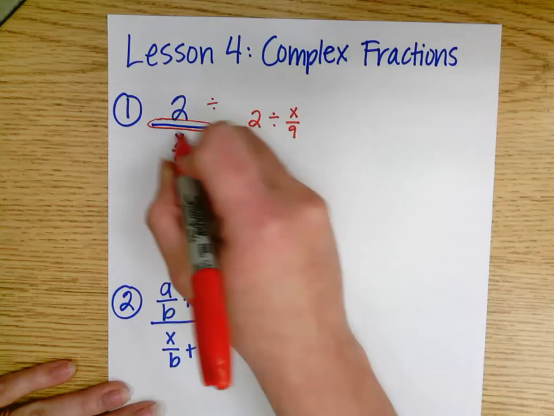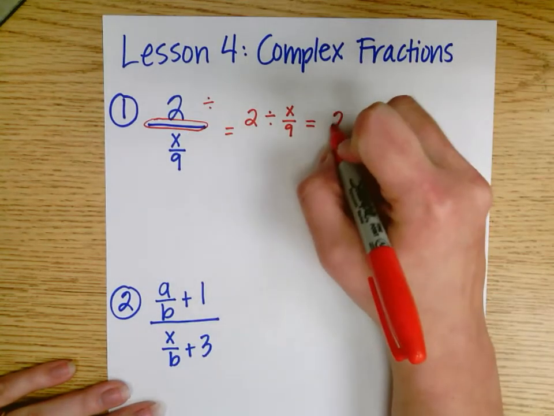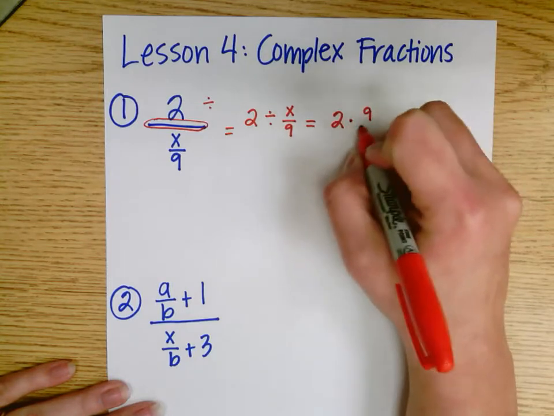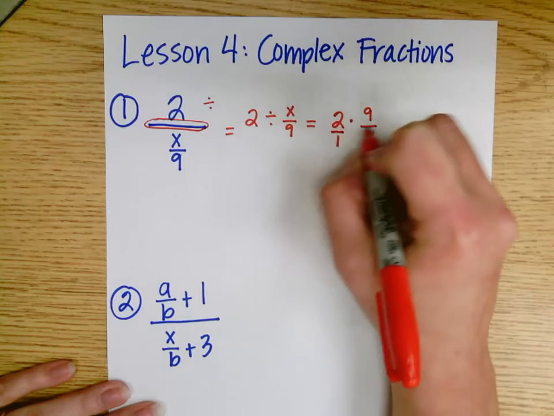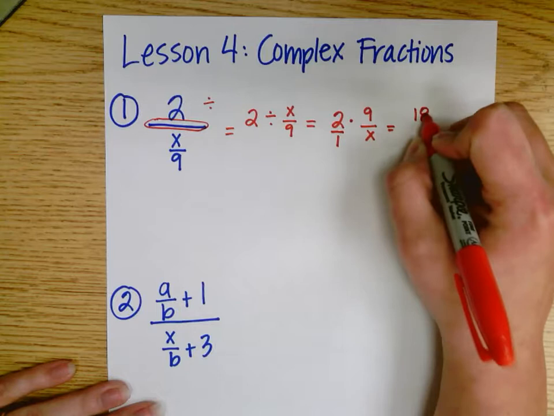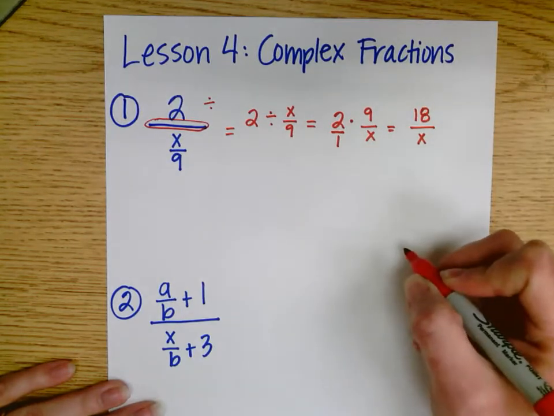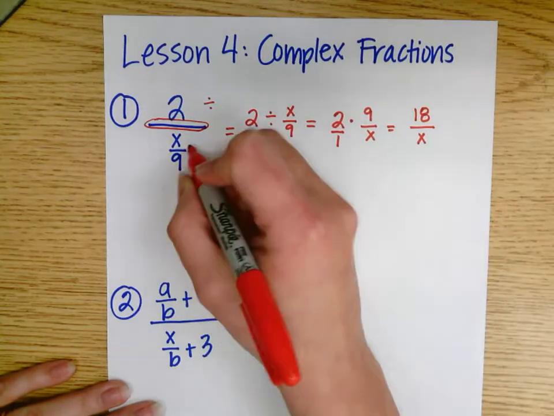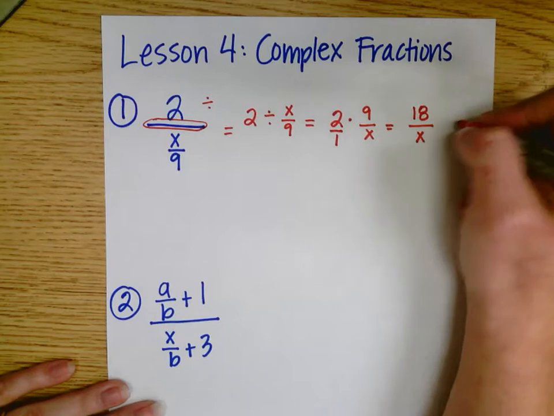We're going to do the same thing. So don't let this piece scare you. So this is going to be 2 times 9 over x. And then we're just going to remember that this is over 1. We've got one big numerator that we multiply and get 18. We've got one big denominator where we get x. And so 2 divided by x over 9 is the same as 18 over x.